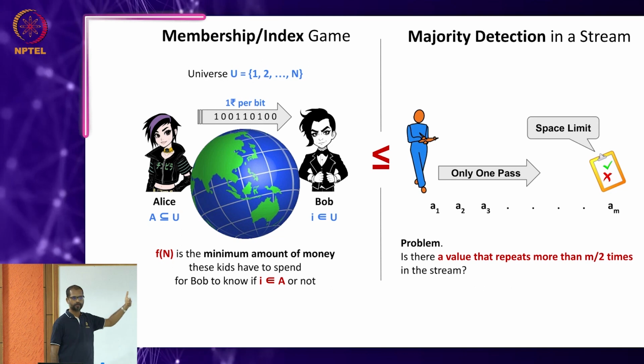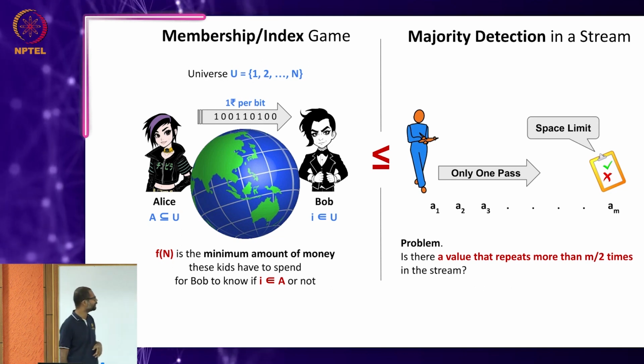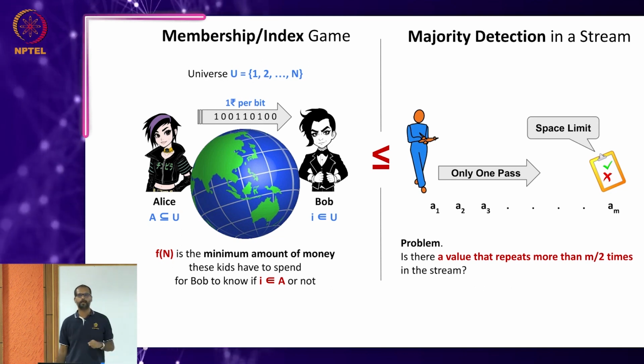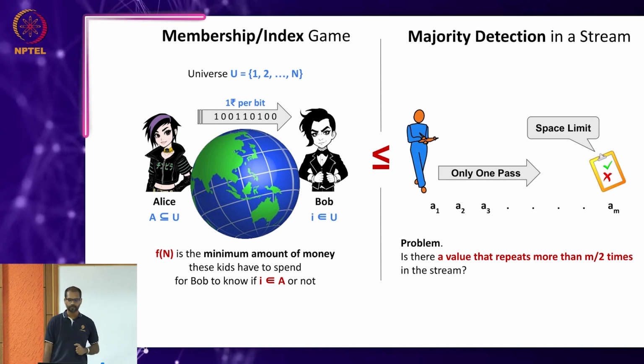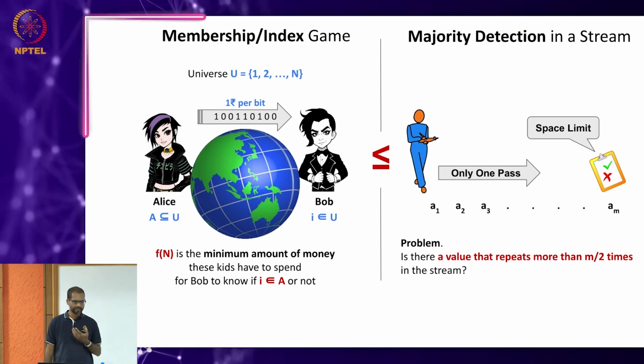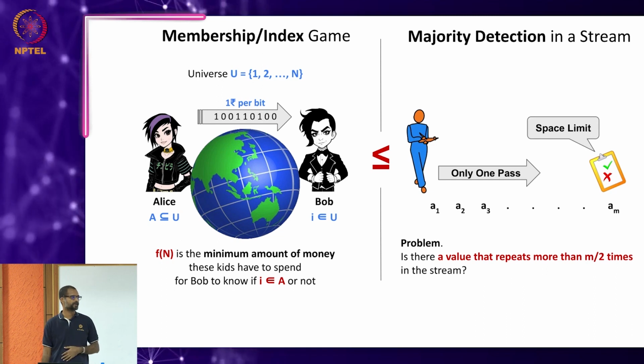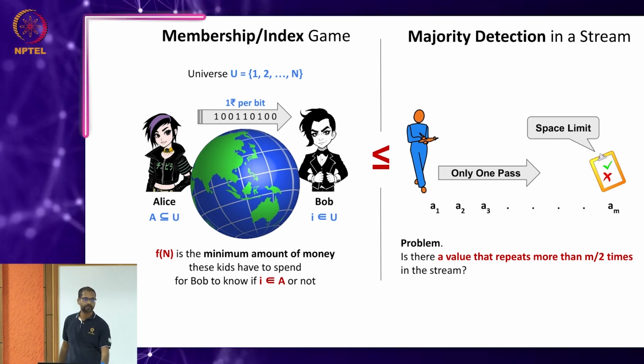Assume you are all, because you had 1 week of this program already, you know how to do majority detection, right? Using very small amount of space. Can you find a way to help Alice and Bob?